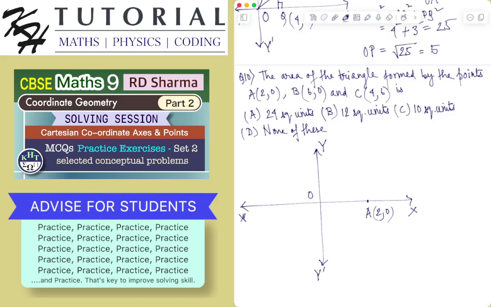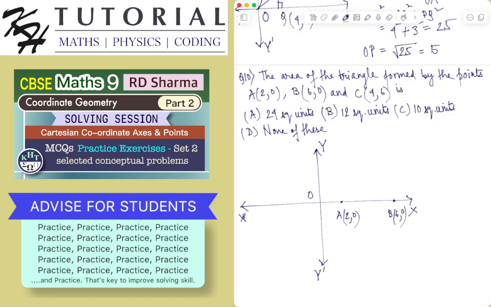Let's see point B. Point B is 6 comma 0. I have to draw the points correctly. Let's say this is A, 2 comma 0. So the point B is 6 comma 0. Its ordinate is 0, which means it will also lie on the x-axis, at a distance of 6 units from the origin O. The abscissa 6 is positive, so the point will be in the positive direction of the x-axis. So let's say this is point B, that is 6 comma 0.